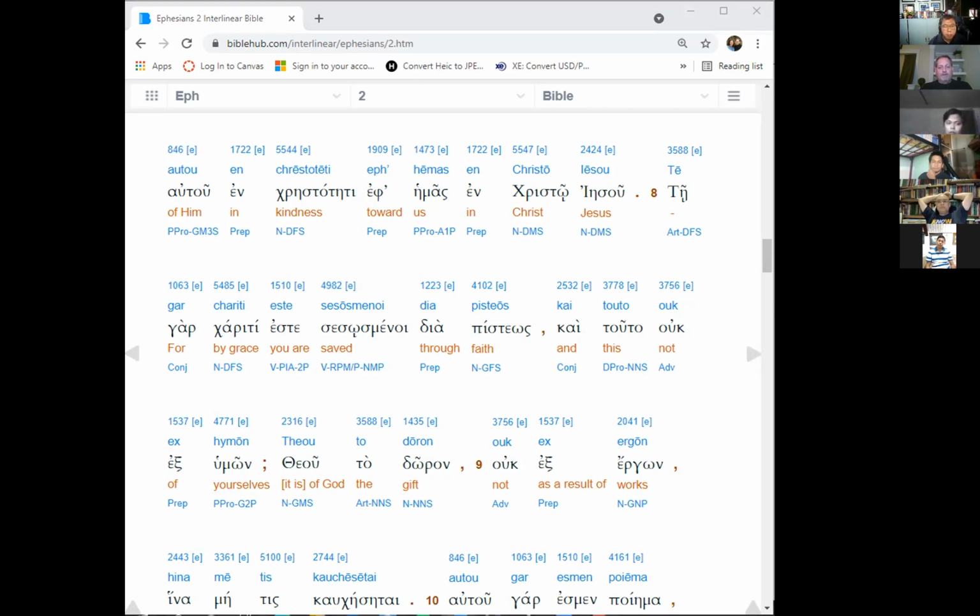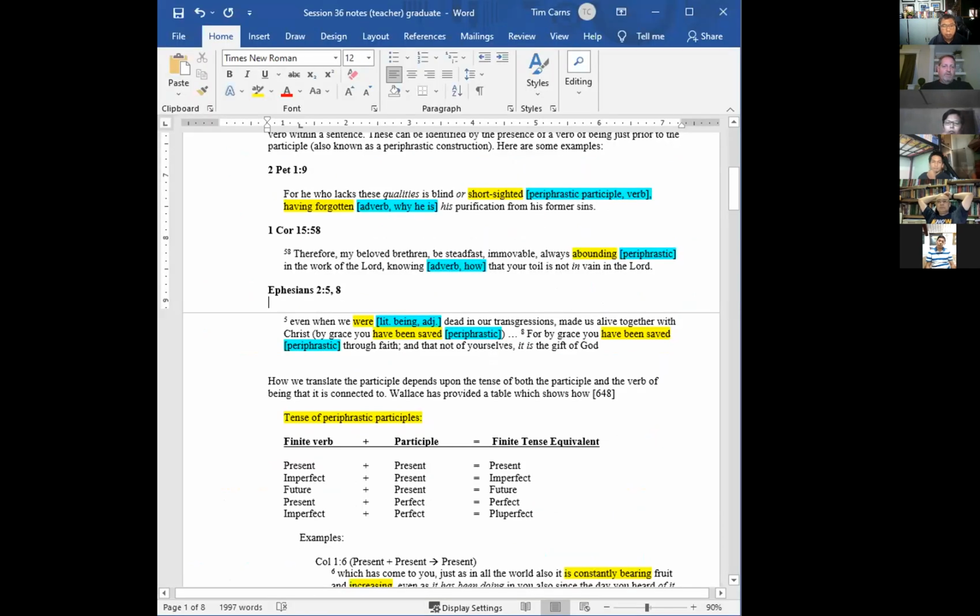Now, let me ask this question. How do we know how to translate these paraphrastic participles? Because if you haven't noticed, we've seen one that is present tense, we've seen an aorist tense, and we've seen now a perfect tense participle connected with a verb of being. How do I translate it? Well, I won't go through this table in a lot of detail, but I just want you to be aware.